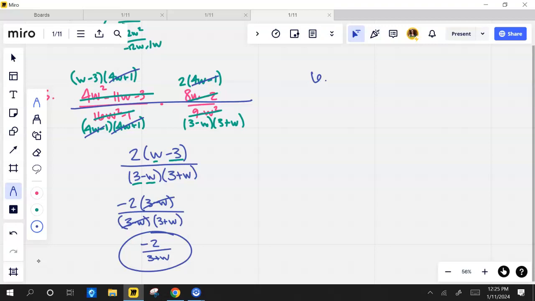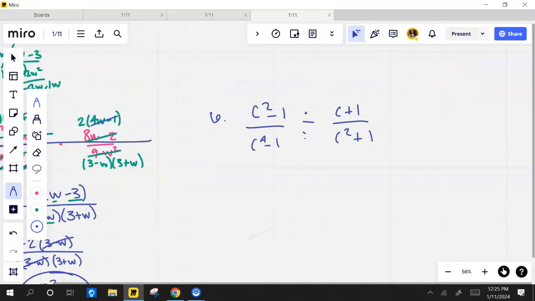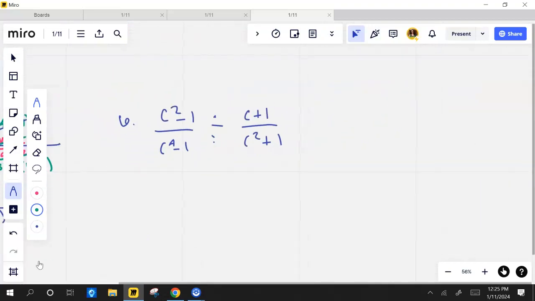All right, number 6. C squared minus 1 over C to the 4th minus 1, divided by C plus 1 over C squared plus 1. Tell me what you can do. What do you see? All right, so that is what? Why can you do that? He said C minus 1, C plus 1.